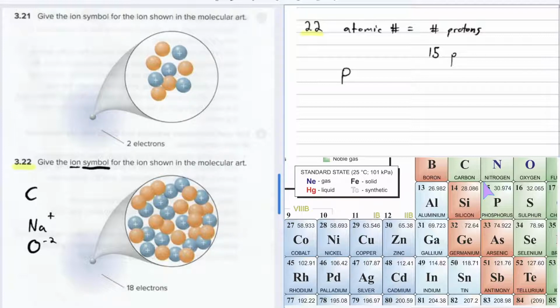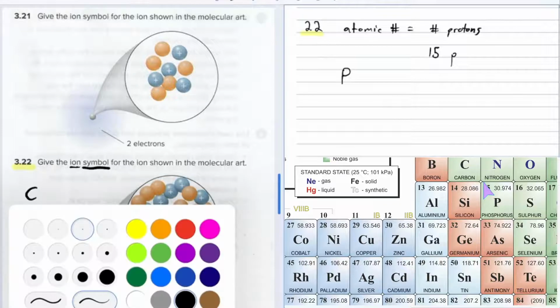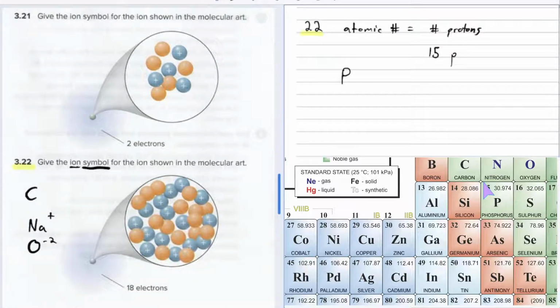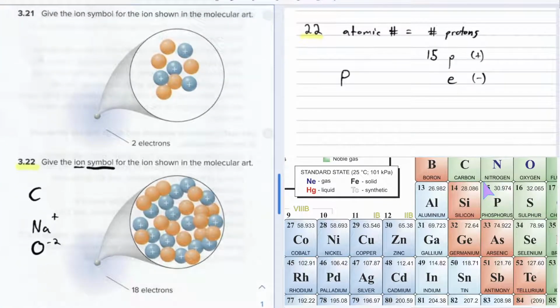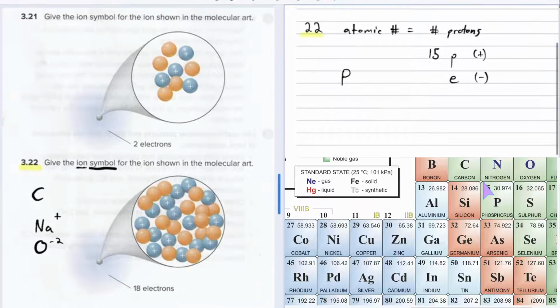Now, what about the charge? So the charge is going to be equal to, you look at the protons versus the electrons. Protons are positive charge and electrons are negative charge. Well, we just counted up the number of protons, and it tells us that there are 18 electrons. Okay, so you got 18 minuses and 15 positives.